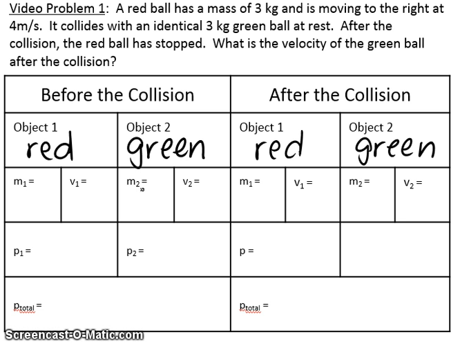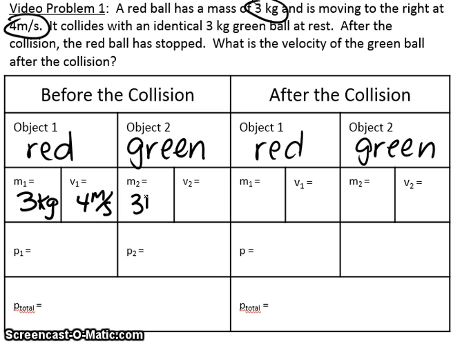So that red ball has a mass of 3 kilograms, and it's moving at a velocity of 4 meters per second to the right. So we have 4 meters per second, and it's positive because it says to the right. Like we've been doing in class, let's circle our information for before. It collides with an identical green ball. The word identical means the same mass. So we've got 3 kilograms for the green ball, and it says at rest, so that means 0 meters per second.